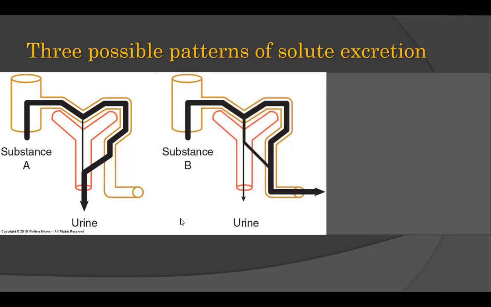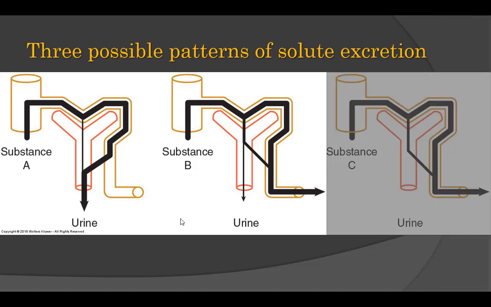Let's look at substance B now. Okay? What is happening here? It was filtered, but when it was passing through the tubules, most of it was reabsorbed, and very small amount is appearing in the urine. Very small amount is appearing in the urine. Okay? Let's look at third possibility.